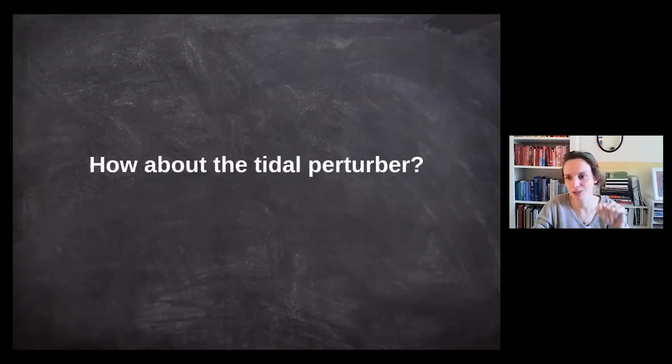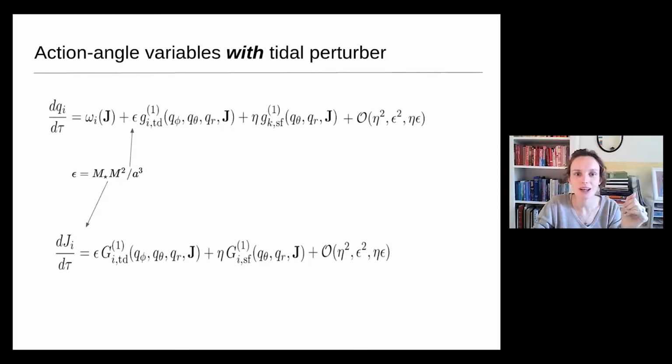Now, how about that tidal perturber? What changes in this story if I start to include it? Well, the nice thing about these action angle variables is that I can quite easily add them on. So now, right here, I have my self-force again, but now I'm adding the effect of the tidal perturber, which is also scaled with some small parameter epsilon, where here is the mass of the tidal perturber, the mass of the central massive object, and the distance of the central object to the perturber. So this is essentially just the scaling of the tidal force.